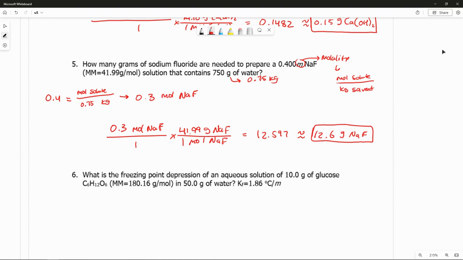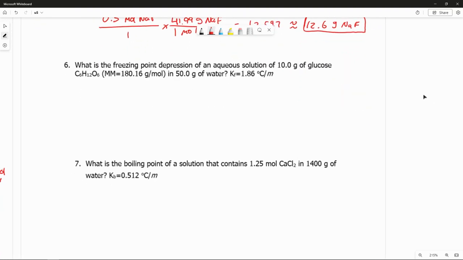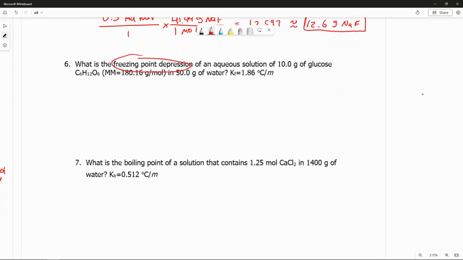All right, let's take a look at number 6. What is the freezing point depression, FPD, of an aqueous solution with 10 grams of glucose, C6H12O6, and 50 grams of water? And it gives us this KF. All right, so in order to solve this, there's a lot of things that are happening. Freezing point depression means that it's asking for temperature.